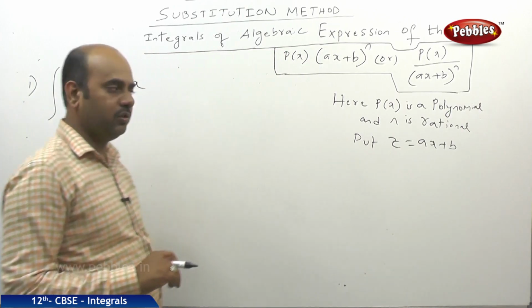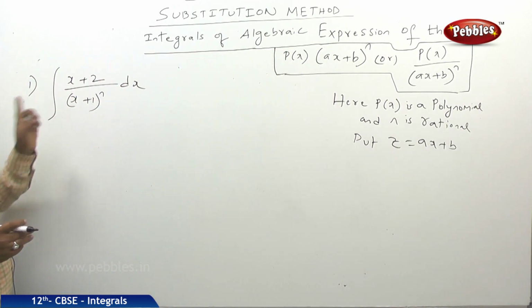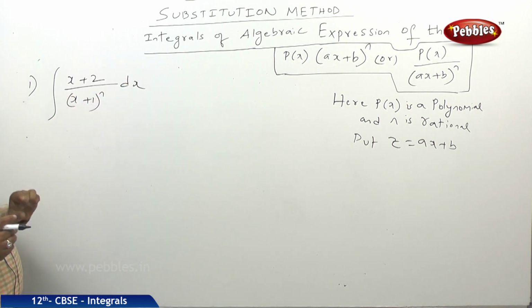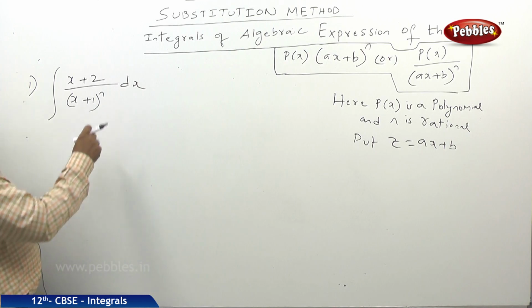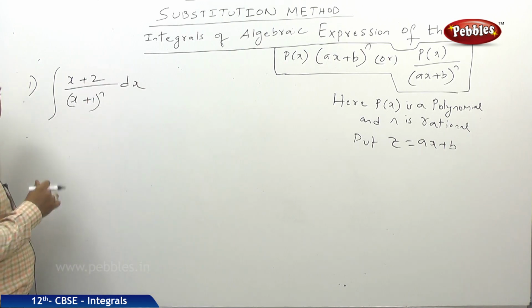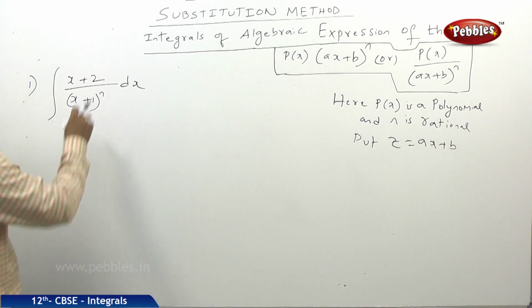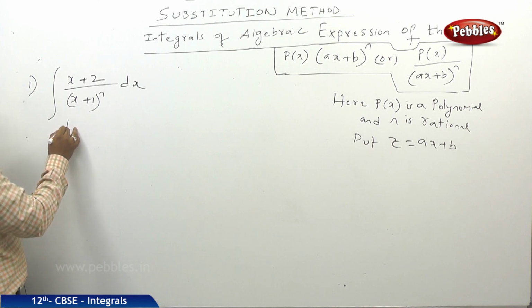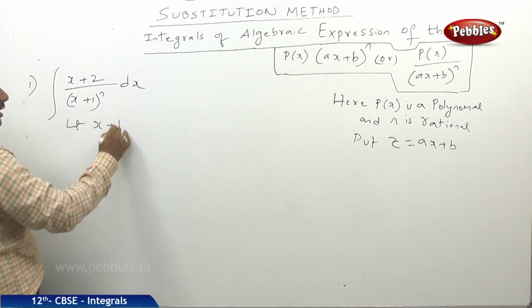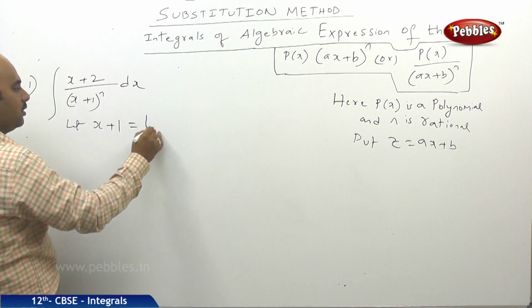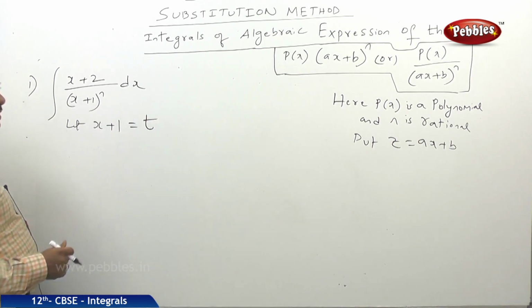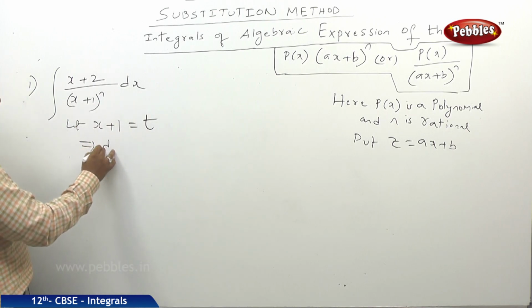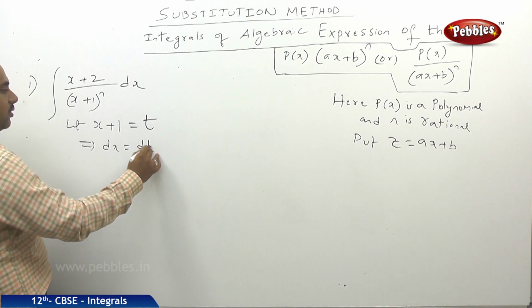and then you can evaluate. Now I will be taking a problem, integral of x plus 2 upon x plus 1 whole power n dx. If you observe carefully, it is looking like p of x by ax plus b whole power n. So this is p of x and this is ax plus b whole power n. So whenever this kind of problem comes, let x plus 1 is equal to t for my convenience. Here I said z, but that is up to your wish, you can put t also. So what happens, dx is equal to dt.